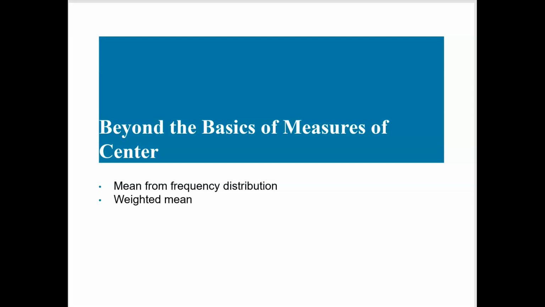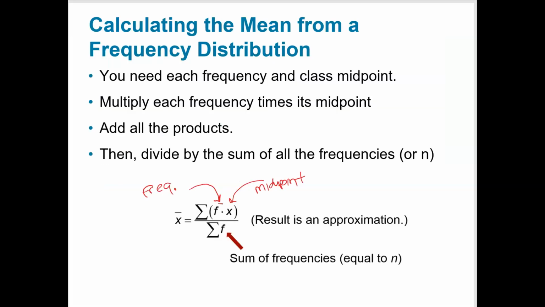Beyond the basics of measures of center. So we're going to be looking at a mean from a frequency distribution and a weighted mean in this section. To calculate the mean from a frequency distribution, it takes a little bit of work. So we're going to need each frequency and class midpoint. Then we're going to multiply each frequency times its midpoint, add all the products up, and then divide by the sum of all the frequencies.